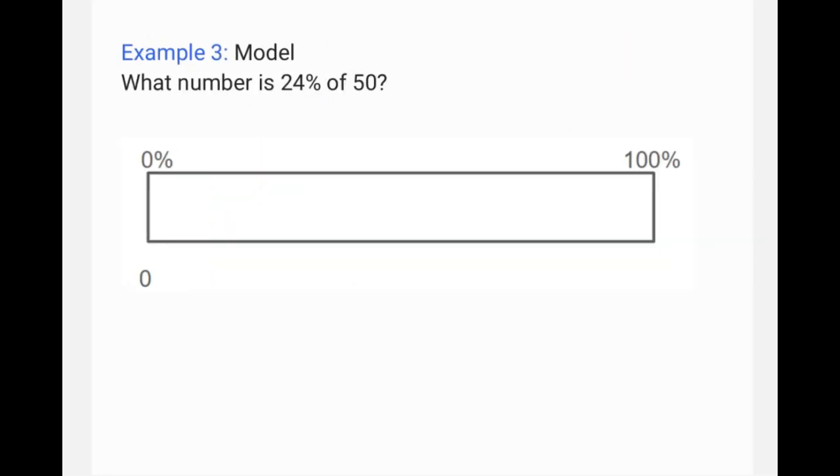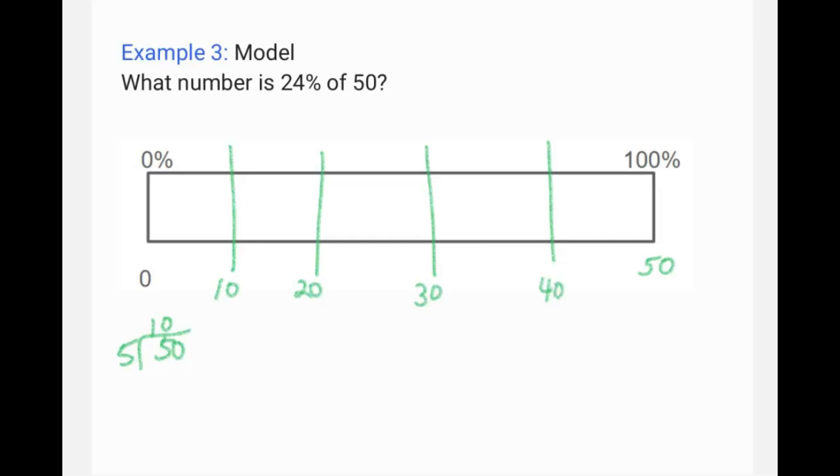Example 3 asks us what number is 24% of 50? So again, the top number we have is 0%, 100%. On the bottom is 0, and we have 50 down here. And we're looking for the 24%. So we're going to try to divide that evenly. If I divide it into 5 boxes, 50 divided by 5 means each box is going to be worth 10. So let's go ahead and divide that up with 5. 1, 2, 3, 4, and 5. So that's 10, 20, 30, 40, and 50.